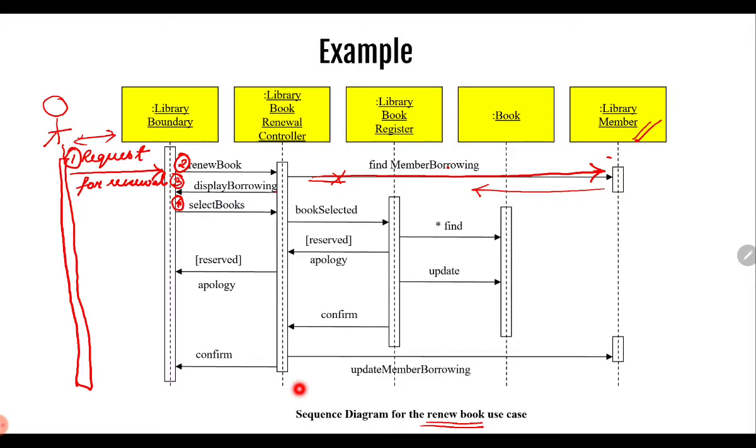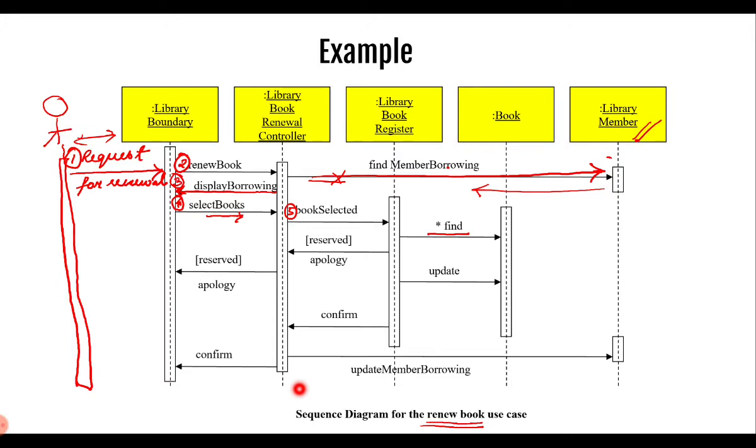That is why we are simply showing the display borrowing status of the library member from the library book renewal controller itself. After that, the user will be selecting the books he needs to renew, and the selected book is then sent to the library book register, and this library book register object will then send a find option to the book object or the book database which is already there.